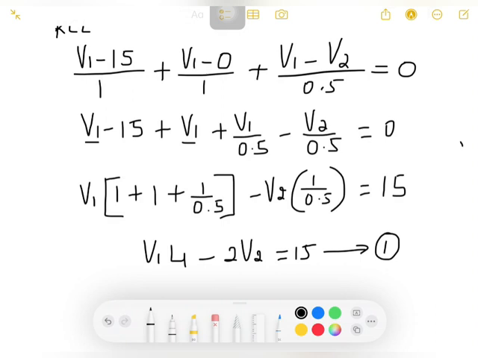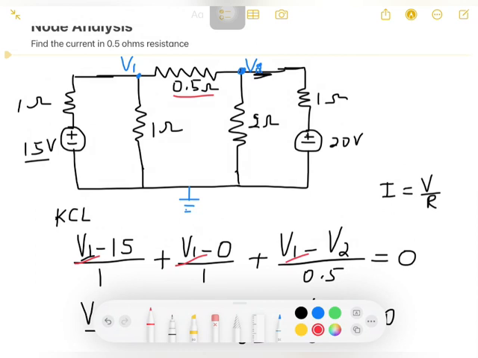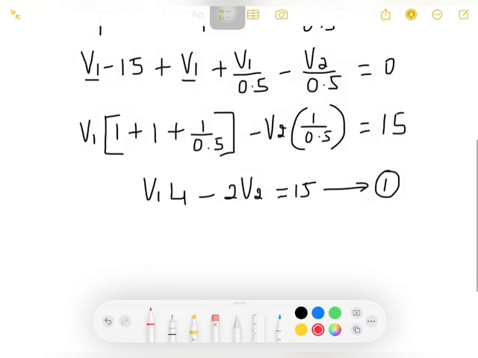Similarly, I write the equation for node 2. I am taking V2 as the reference now. Initially I took V1 as the reference, hence in all the equations I wrote V1 first, because I was writing the equation with respect to V1. Now I write the equation with respect to V2, so V2 will be first. So in this, V2 minus V1 divided by 0.5, V2 minus 0 divided by 2, V2 minus 20 divided by 1.